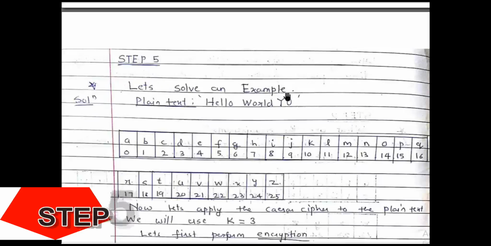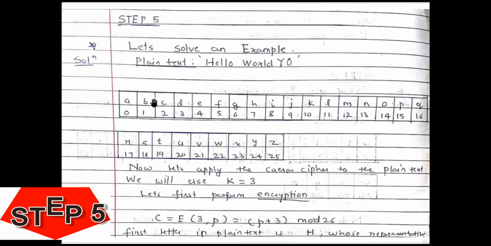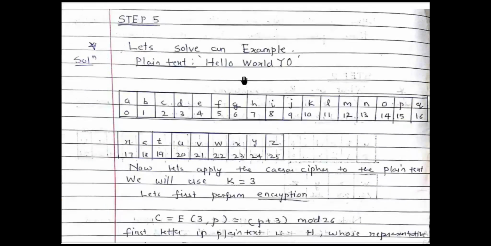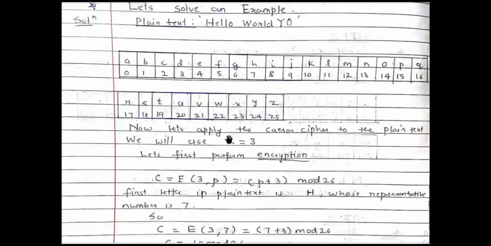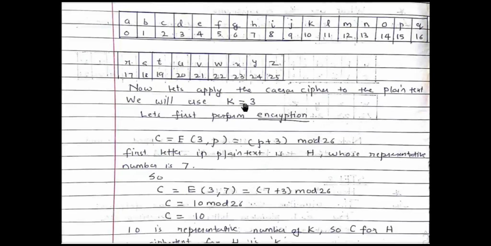Step 5, guys. Let's solve an example. We have taken this plain text, hello world. The second thing we need is our reference table of numerical representatives of each letter. A is represented as 0, B as 1, C as 2, Z as 25. This table we had drawn above also, but I have drawn it again so that you can reference it. Now let's apply the Caesar cipher to the plain text. We will use K equal to 3 because that's what Caesar had done.